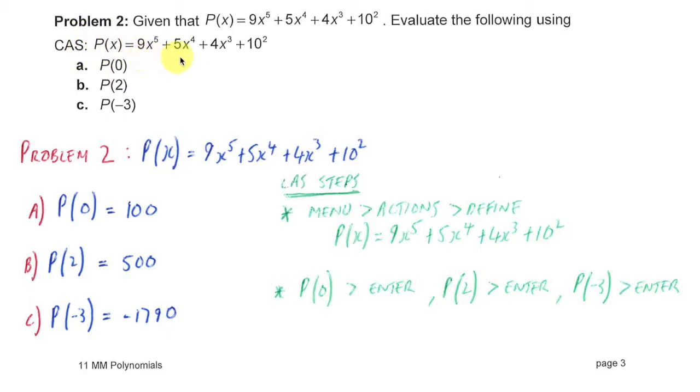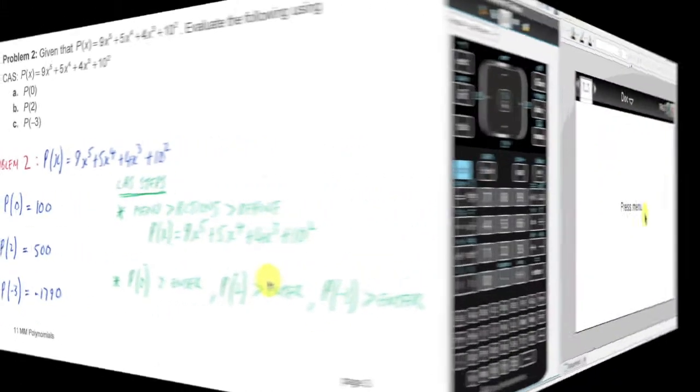So I've got quite a complicated polynomial. P of x equals 9x to the power of 5 plus 5x to the power of 4 plus 4x cubed plus 10 squared. And we need to evaluate what p of 0 is, p of 2, p of negative 3. Whenever we write this, you just simply state what p of x is. And then we've got p of 0, write down what it's equal to, p of 2, what it's equal to, p of negative 3, what it's equal to. Of course, what we did was used our CAS. So we defined the function, and then did the evaluation.